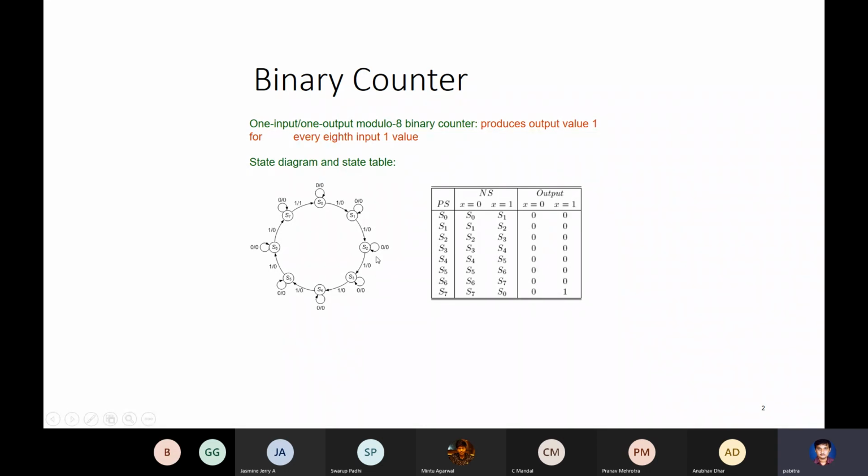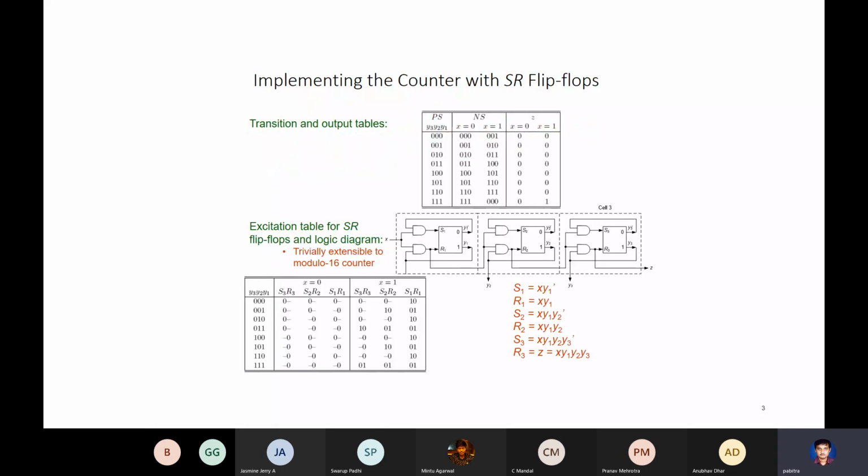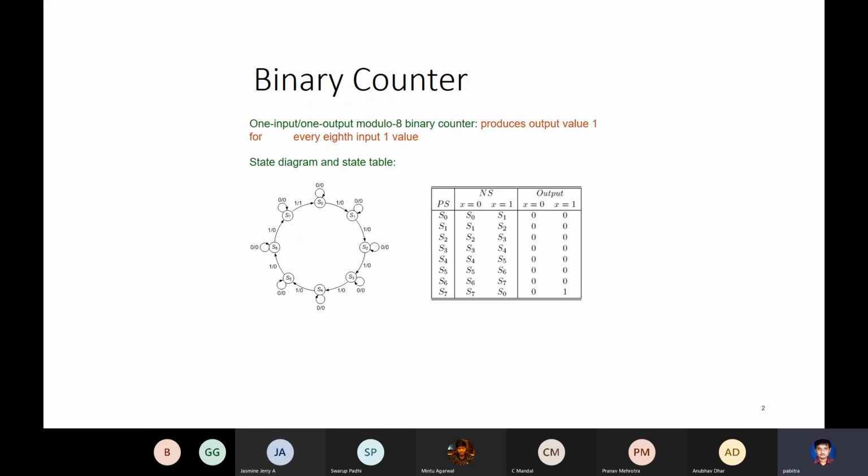You can have other logics also. You can have, say, a modulo 10 counter, which needs 4 bits. When it reaches 10, it moves back to S0. So usually the counter's state transition diagram will look like a circle.